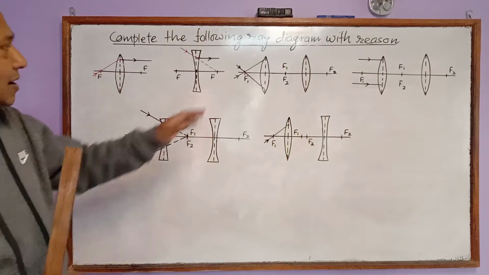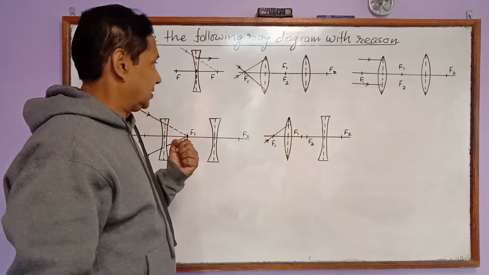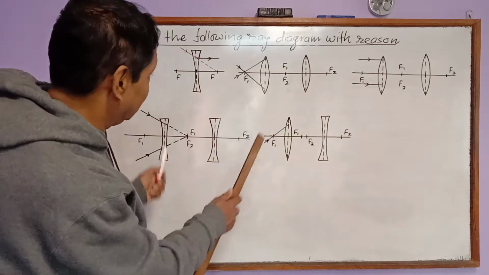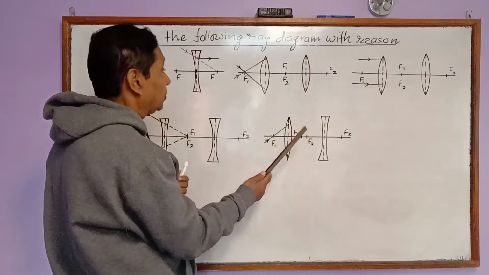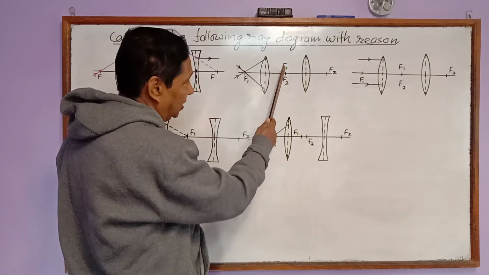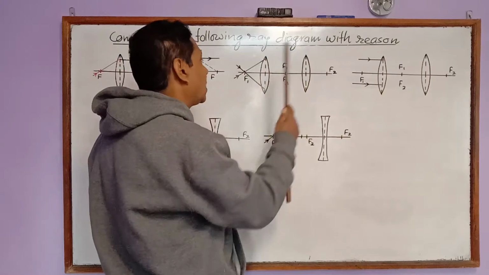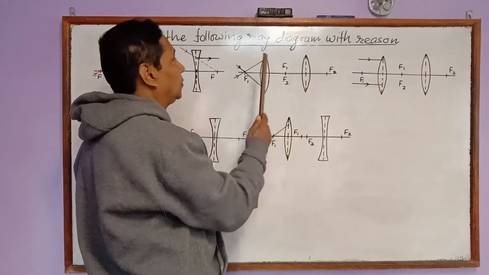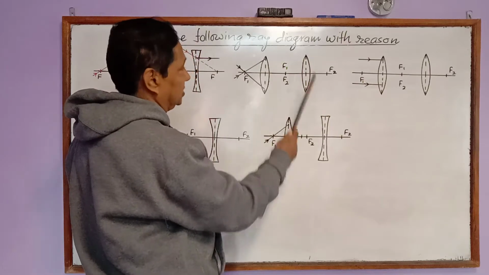Okay. Now let's talk about the third one. Here we have two convex lenses and a little confusion also. F1 and F2 are the focus. It's very simple, but this F1 and F2 represent the same point. It means in between these two convex lenses there is a common focus. It doesn't make any difference to us. We have to complete this ray diagram.